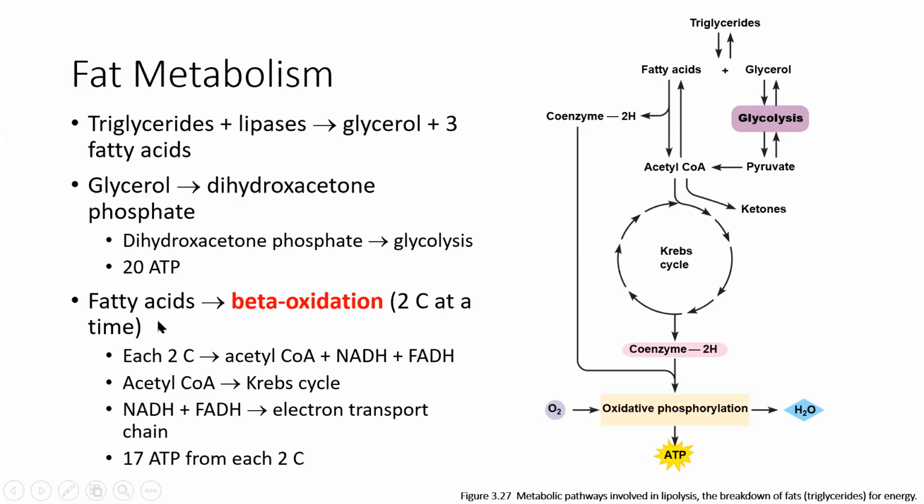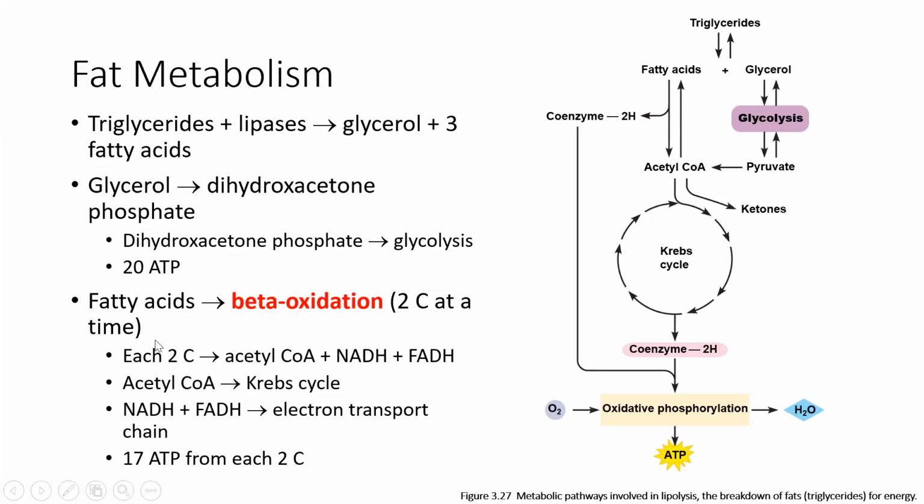So the glycerol can actually be converted to DHAP. And if you remember from glycolysis, when we talked about it initially, DHAP is one of our glycolysis metabolites. So when I break down my triglyceride, I create glycerol that can be shuttled into glycolysis by the conversion of glycerol to DHAP, dihydroxyacetone phosphate. Okay, and that can generate some ATP as well.